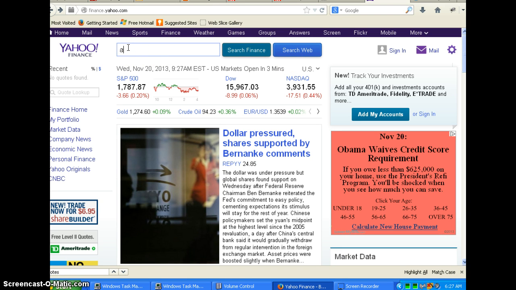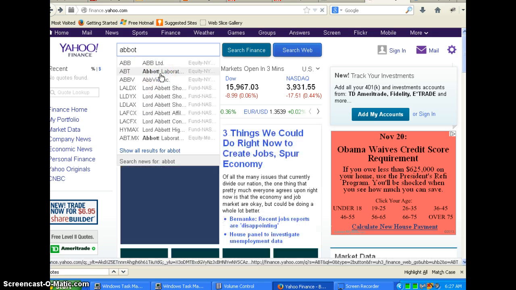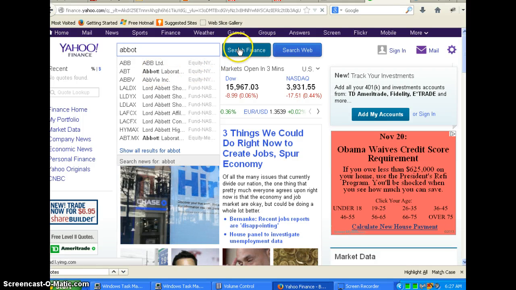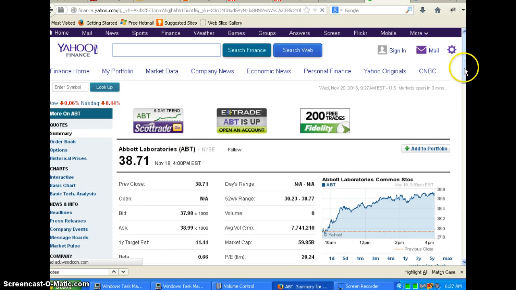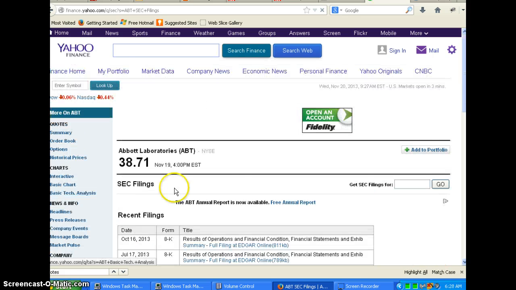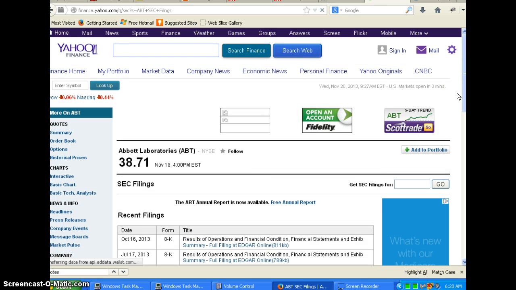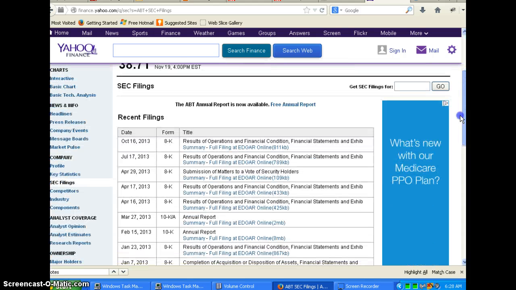We go to Abbott Labs. All right, Abbott Laboratories. And you can use whatever website. This is just the easiest to navigate. SEC filings. Now remember the 10K. You'll see a 10K-A, which is amended. And we want the 10K full.